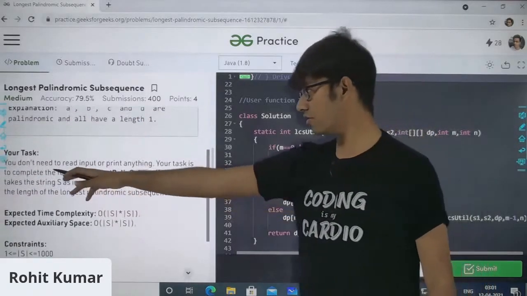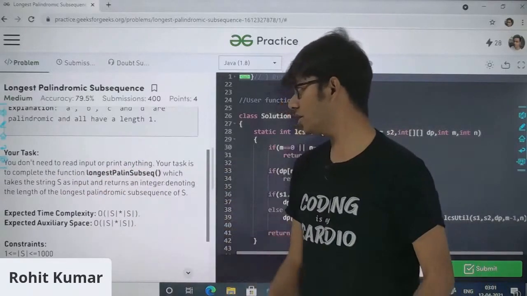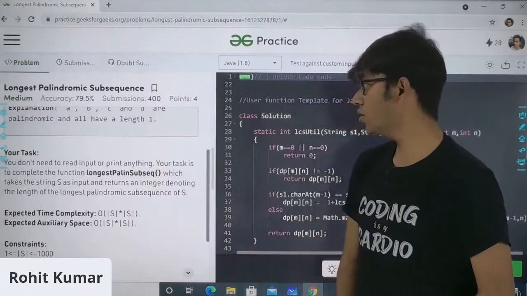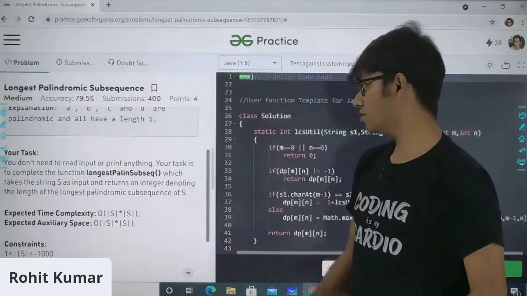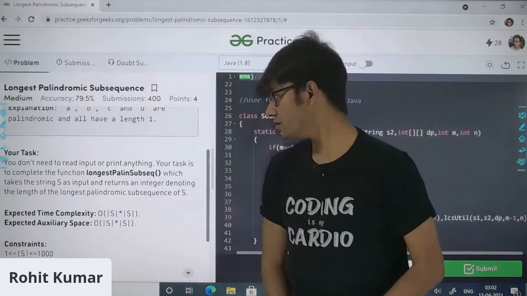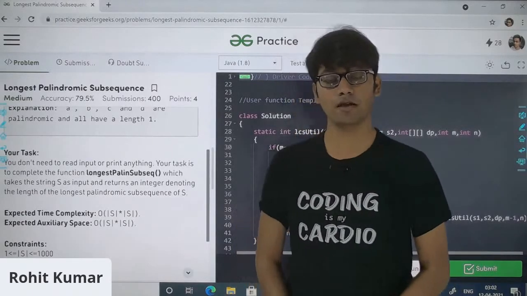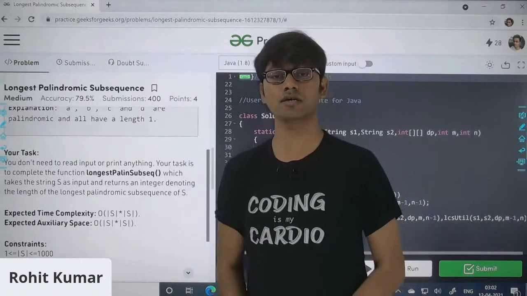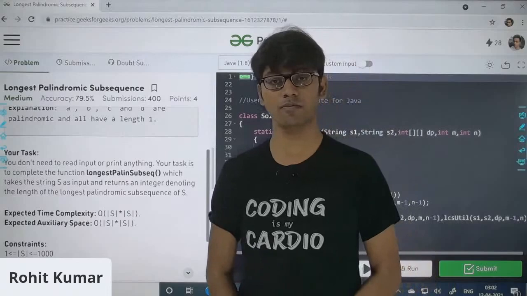Our task is that we don't need to read input or print anything. We just need to complete a function longestPalinSubseq, which takes the string s as input and returns an integer, and that integer denotes the length of the longest palindromic subsequence of the given string. So let's go to the whiteboard and try to understand the question in detail. What are the minute things which we need to consider while developing the solution?